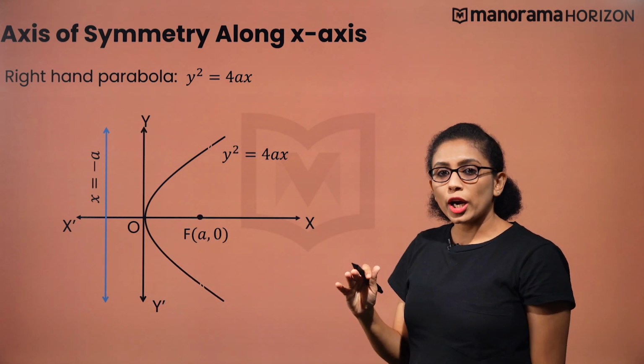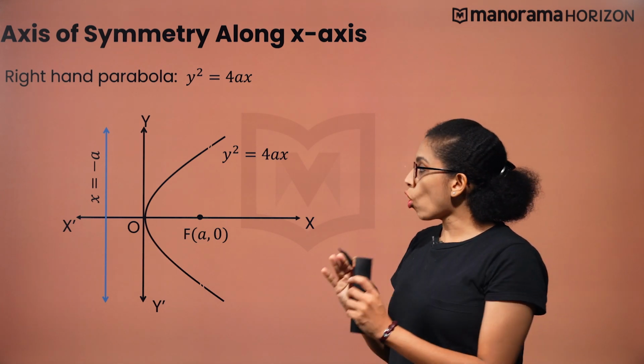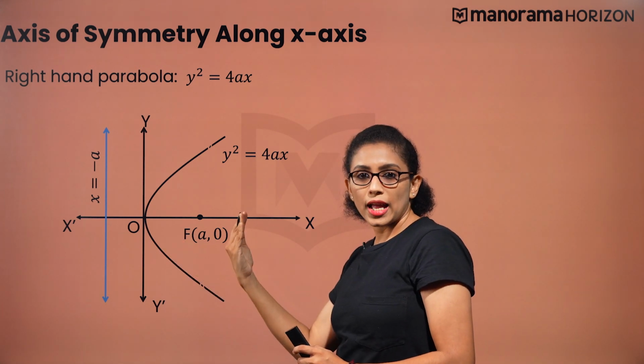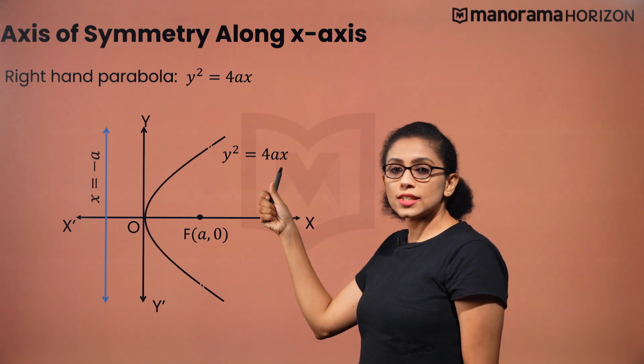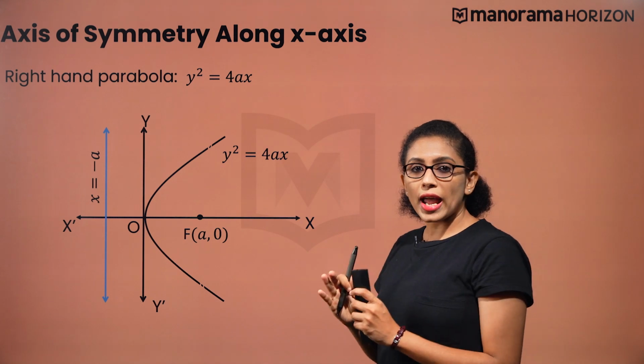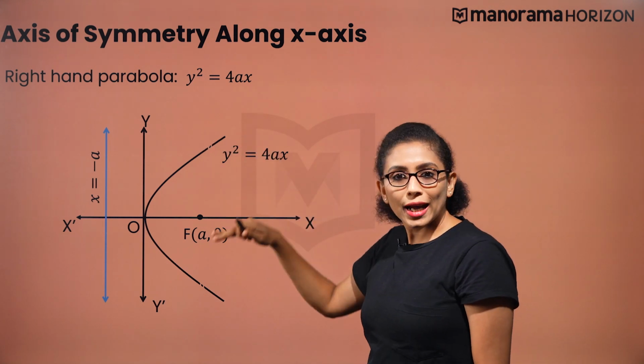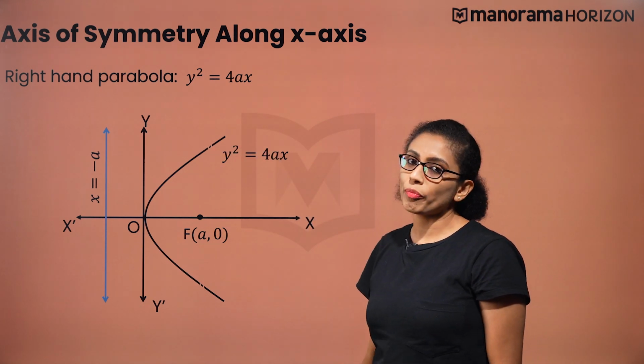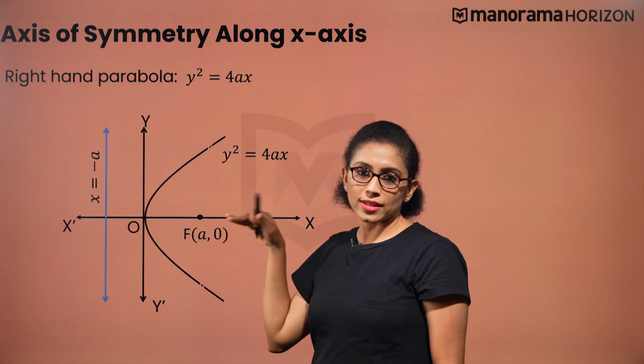And this right-hand parabola is so called because it opens to the right side as the coefficient of x is positive in this case. In this case, the curve extends to the first and the fourth quadrant, and the axis of parabola is the positive x-axis.